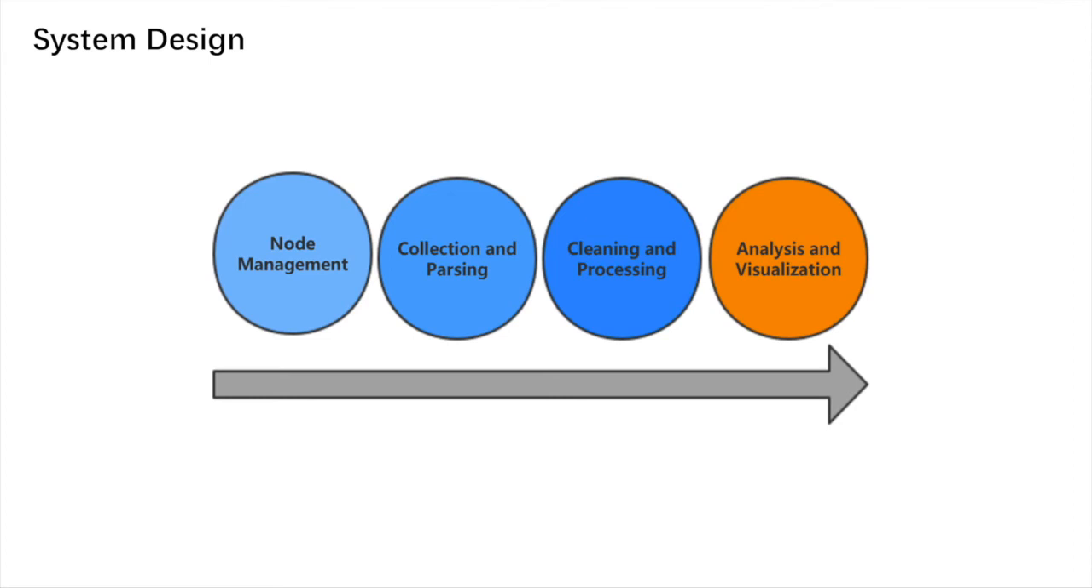The next part is data cleaning and processing. In our system, we will provide data processing capability through Flink. The data is read from the message queue, processed by Flink, and finally sent to Elasticsearch for storage. The last part of the processing is analysis and visualization.